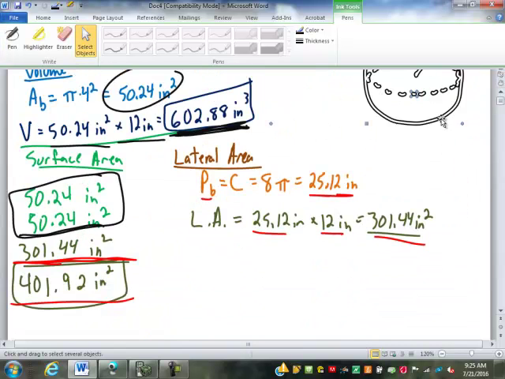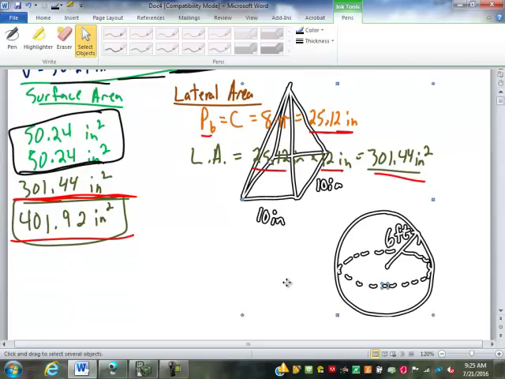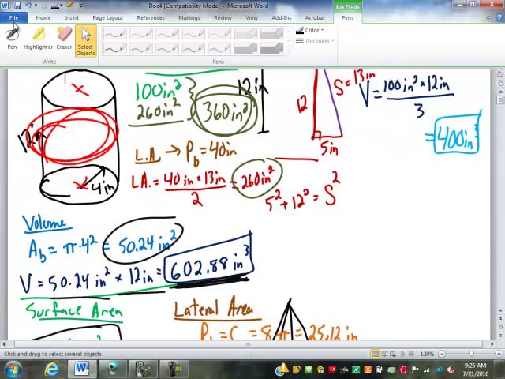Okay, let's take a look at our sphere. I don't know why my pyramid's coming with it, but oh well.